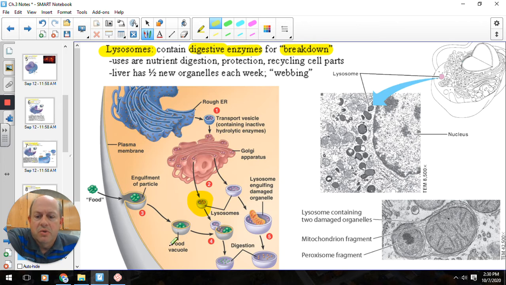So it could be food molecules, it could be an invader like a virus or a foreign cell, or it could just be an old damaged organelle that we are ready to be done with, and so we're going to strip it down for parts and then use it to build up a new organelle. But that's the lysosome, and these are only found in animal cells, so not in plant cells.